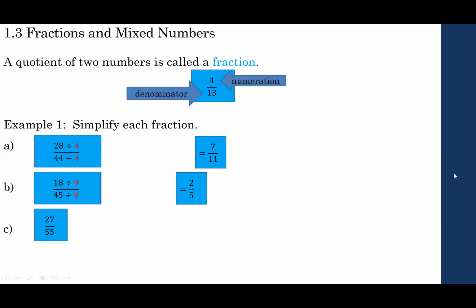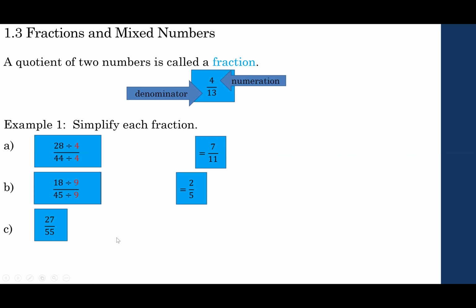Don't force yourself. One way to look at this is, 27 times 1 is 27, and 3 times 9 is 27. That's it, there's no other number that can go into 27. So can 3 go into 55? You probably say no. Can 9 go into 55? Probably no. And 27 cannot go into 55.